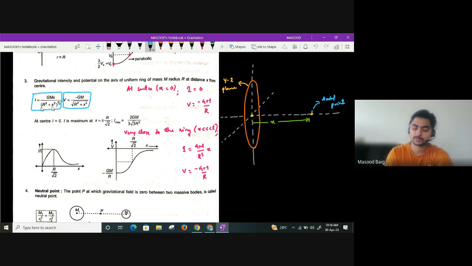So what is the maximum value? These are very important cases. It will be at r by root 2, and the maximum value will be 2 GM divided by 3 root 3 r square. It's a very, very important case again.